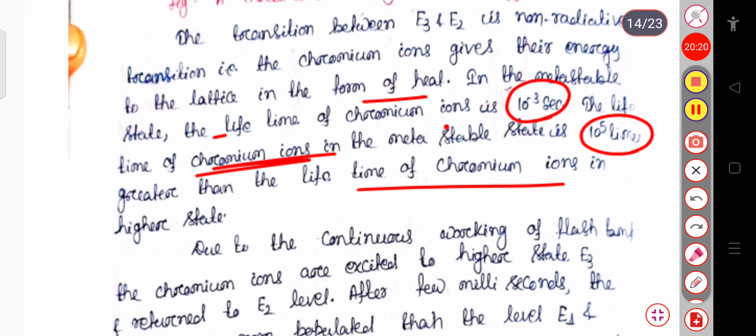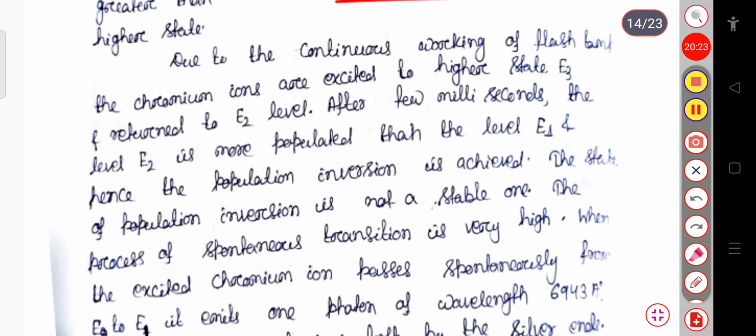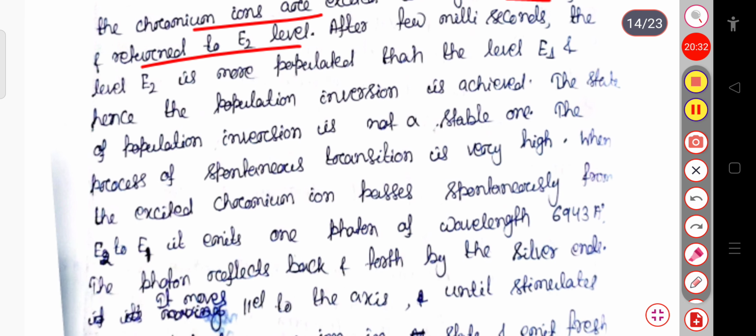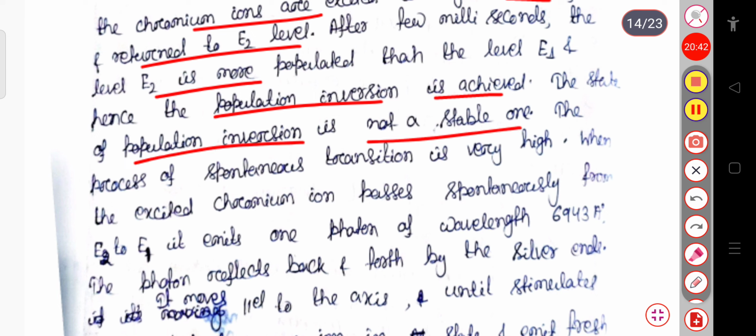Due to the continuous working of the flash lamp, the chromium ions are excited to the higher state E3 and return to the E2 level. After a few milliseconds, the level E2 is more populated than the level E1, and hence population inversion is achieved. The state of population inversion is not a stable one, so the process of spontaneous transition is very high.